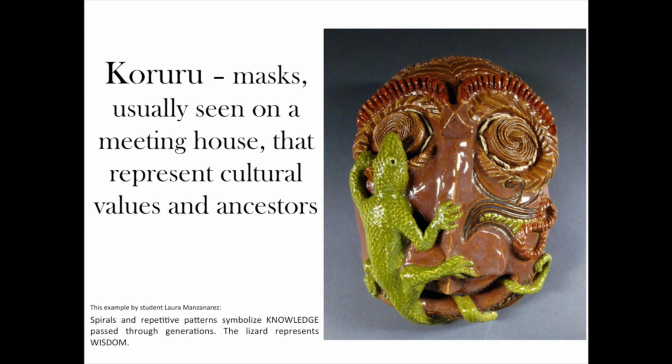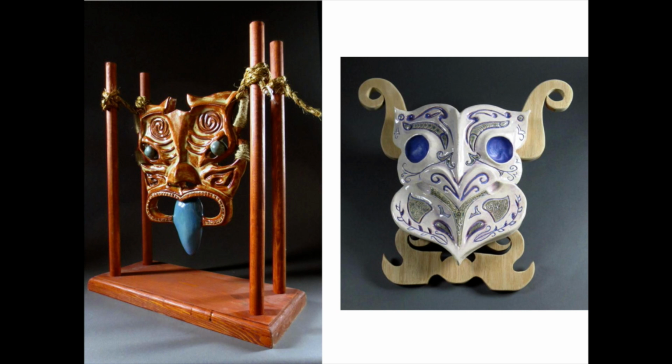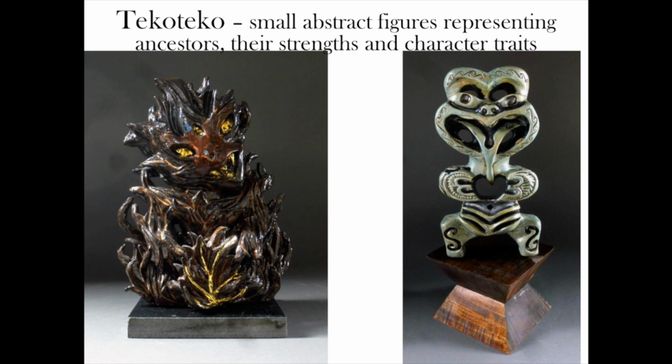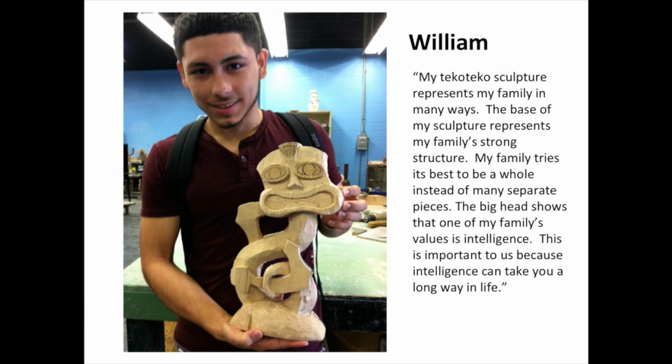Koruru are masks. Teko teko are small abstract figures representing the ancestors with symbols that represent their strengths and character traits. William says, my teko teko sculpture represents my family in many ways. The base of my sculpture represents my family's strong structure. My family tries its best to be a whole instead of many separate pieces. The big head shows that one of my family's values is intelligence. This is important to us because intelligence can take you a long way in life.